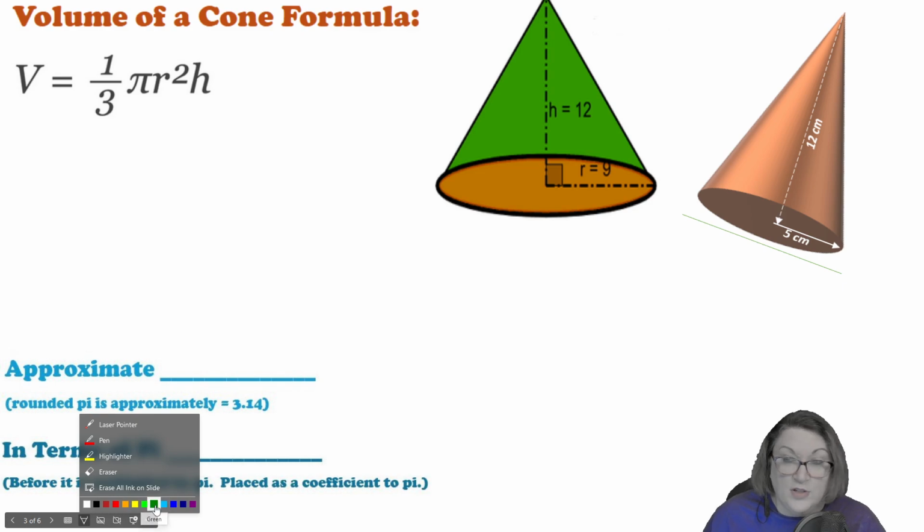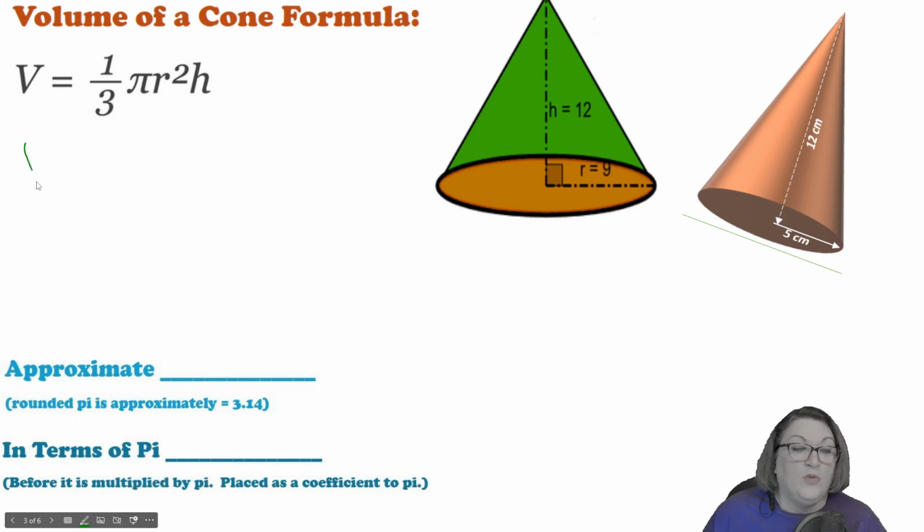So I'll do green since that's a green cone. We'll do volume equals 1/3 times pi. In this case, it's 3.14 times the radius squared. The radius in this case is a 9. So we're going to have 9 times 9, because that's what we get when we square something. We just multiply it times itself. Okay. And then times the height. And in this case, the height is 12.